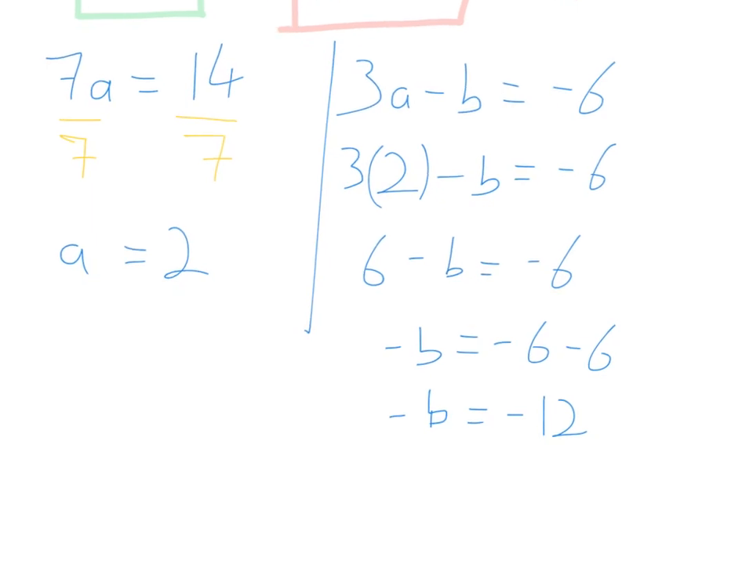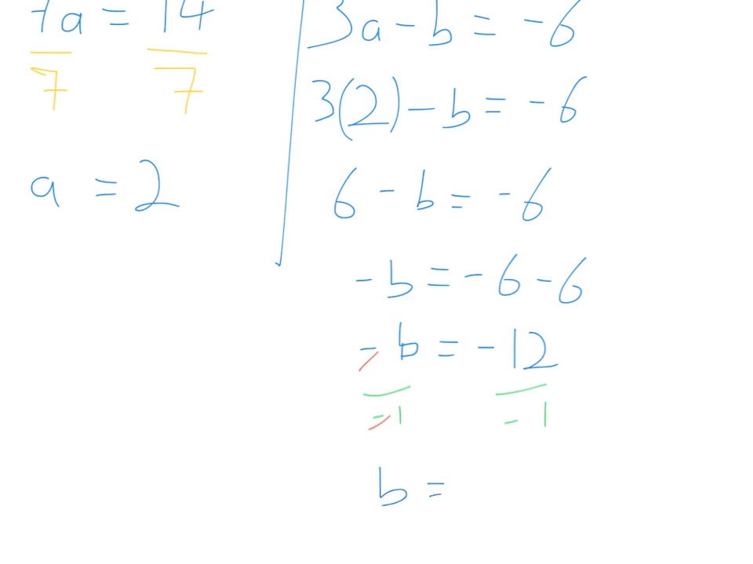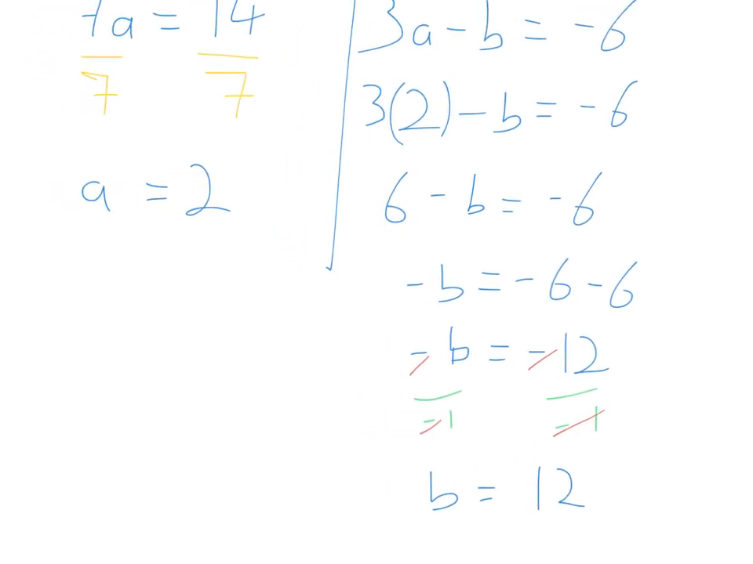Then I can divide both sides by minus 1. So the minus and minus will cancel here, and I'll be left with b. On the right hand side, minus 12 divided by minus 1. The minuses will cancel, and 12 divided by 1 gives us 12. The reason why the minuses cancel for both of these is that a minus divided by a minus is a plus, so we're left with plus b, and plus 12. So we know that a is equal to 2 and b is equal to 12, and we've solved for both of those unknown variables.